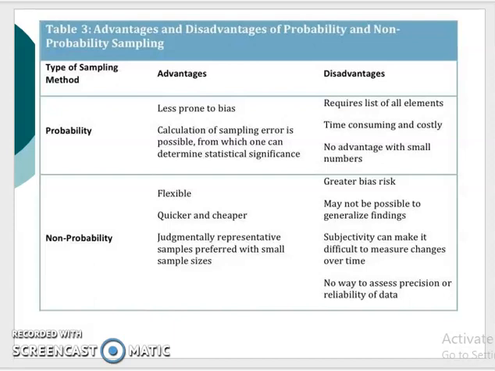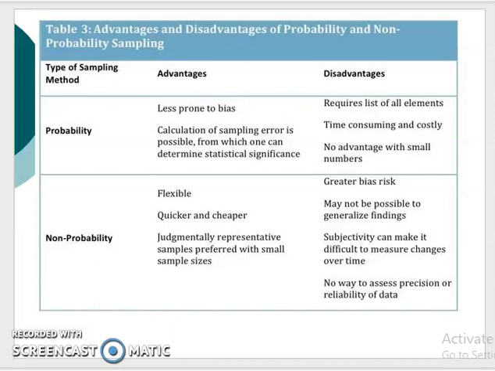There are certain advantages and disadvantages of the types of sampling methods. The advantages of the probability method are that it is less prone to bias, and calculation of standard error is possible, from which one can determine statistical confidence. Non-probability sampling is flexible, quicker and cheaper, and judgmentally representative samples are possible with small sample sizes. There are also disadvantages: probability sampling requires a list of all elements, is time consuming and costly, and has no advantages with small numbers.